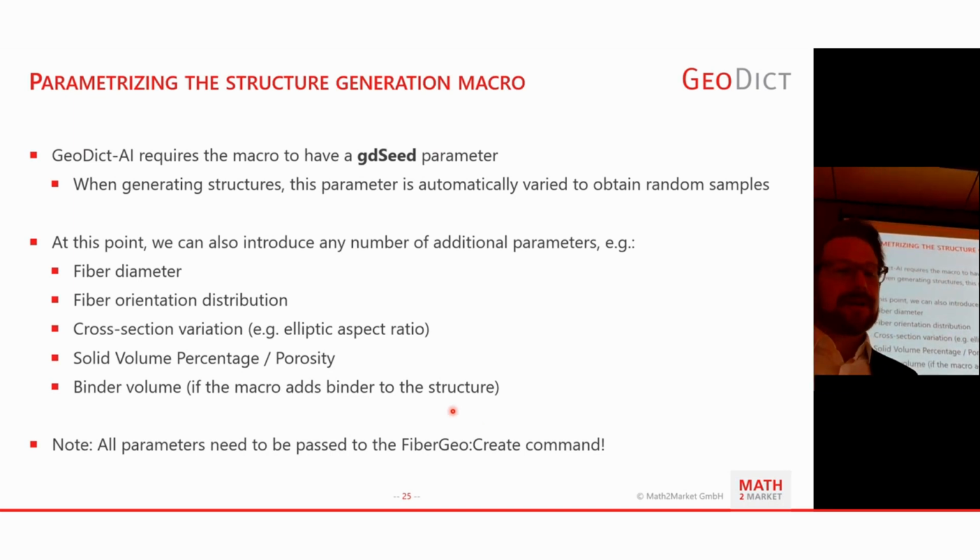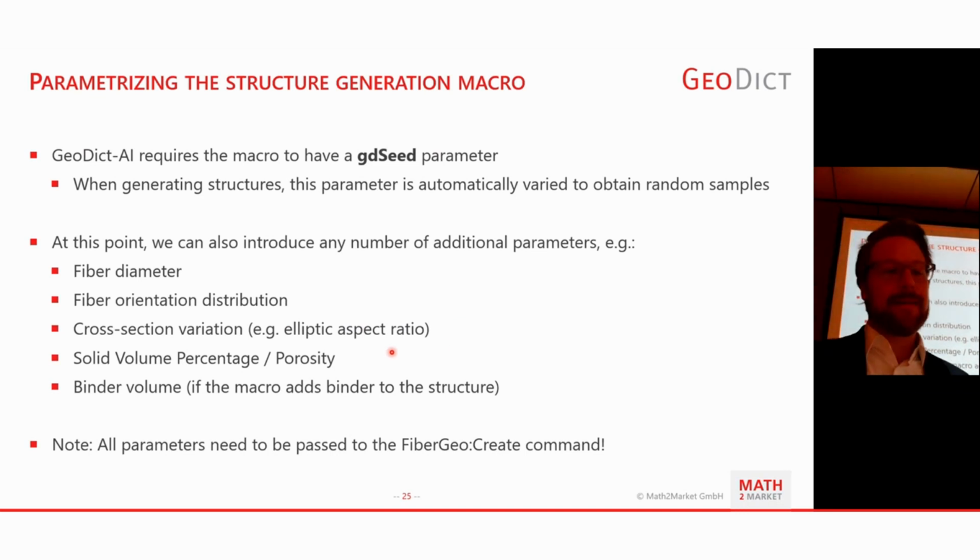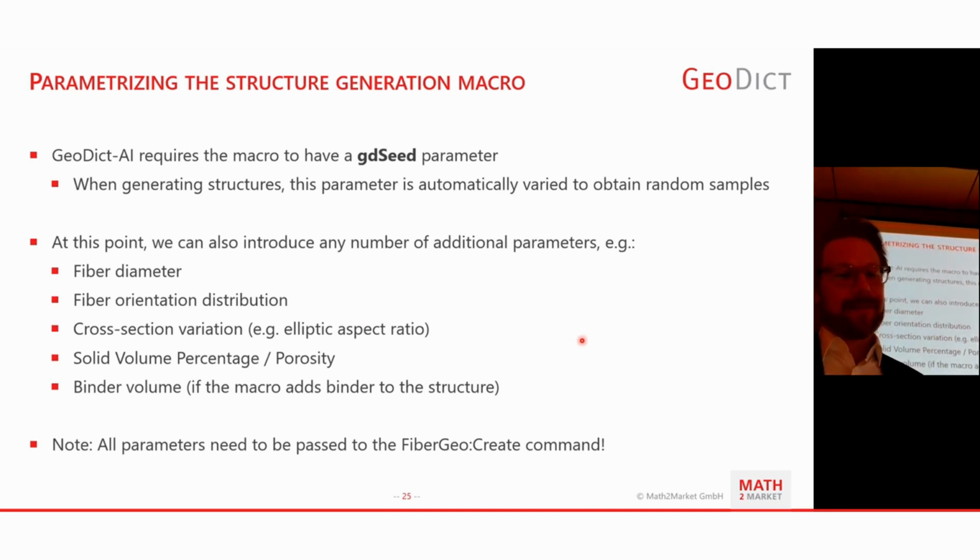And you can change, of course, any parameter that you can change in FiberGeo, for example fiber diameter, orientation distribution, even the cross section. You could have hollow fibers, you could have elliptical fibers, and a mixture of both, or you can vary the solid volume percentage or porosity, or for example the binder volume. If there's binder between the fibers, you could also vary that. For that purpose, of course, you would need to generate a structure, then add binder, so you would have two commands in your macro. But it doesn't matter. You can add a parameter and introduce it to the add binder functionality.